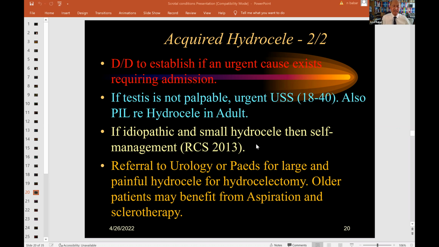Small-sized hydroceles resolve on their own and do not require any treatment. Urological or pediatric urological referral is needed for large and painful hydrocele, for hydrocelectomy. Older patients can be treated with aspiration under local anesthetic and sclerotherapy.